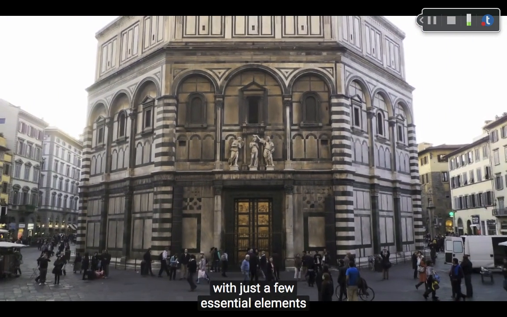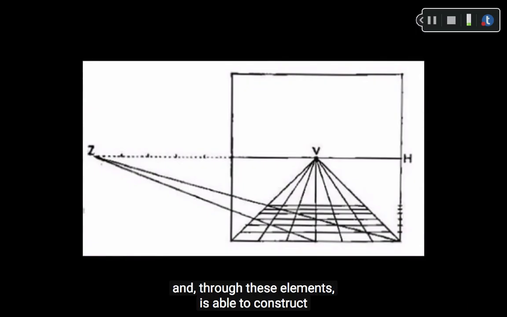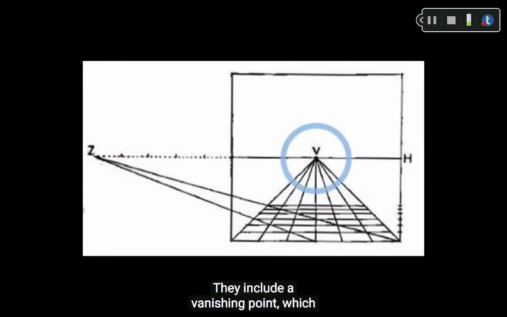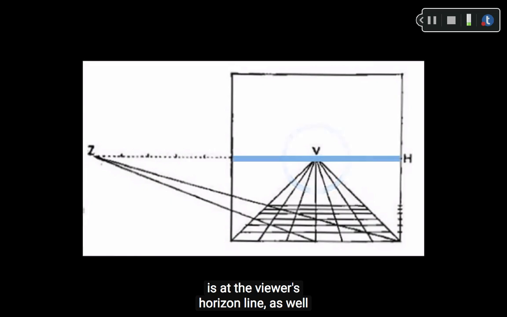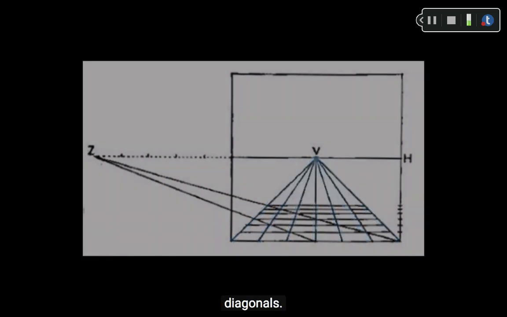So Brunelleschi develops a system with just a few essential elements, and through these elements is able to construct accurate scientific one-point perspective. They include a vanishing point, which is at the viewer's horizon line, as well as a series of orthogonals or illusionistically receding diagonals.